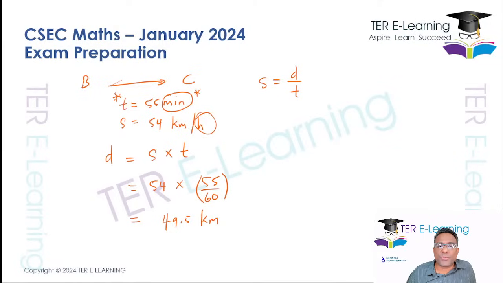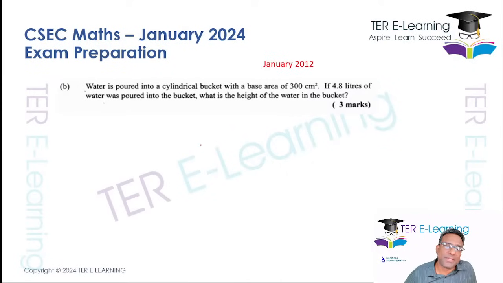Right, let's see what else we have here now. Aha, CXC loves these kinds of questions, right? Now, water is poured into a cylindrical bucket that has a base area of 300 cm squared. 4.8 liters of water is poured into the bucket. What's the height of the water in the bucket?